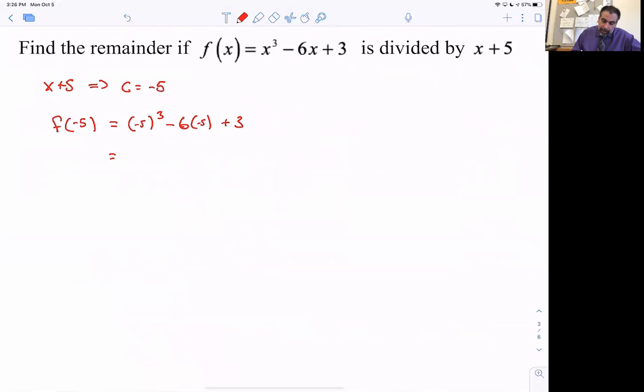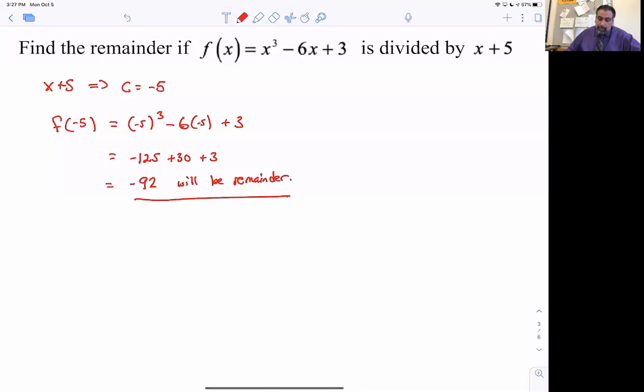And when we do that, we're going to get -5 cubed is -125. -6 times -5 is +30. And this is going to be +3. So this is going to give us -125 plus 30. That's going to take us to -95. -95 plus 3 is going to be -92. -92 will be the remainder.